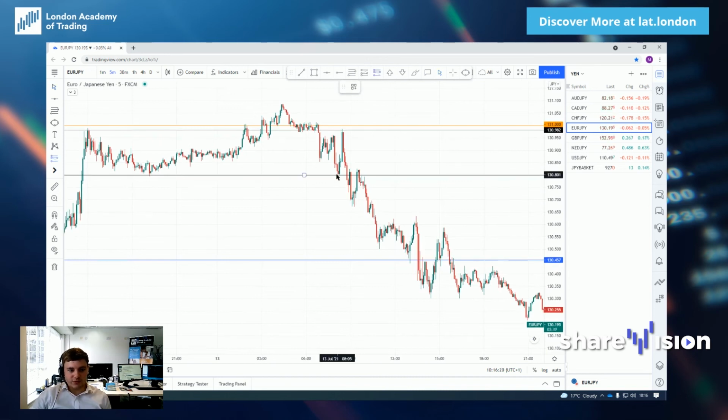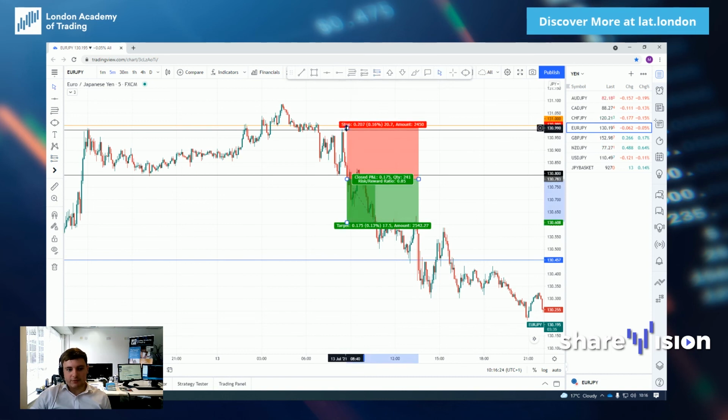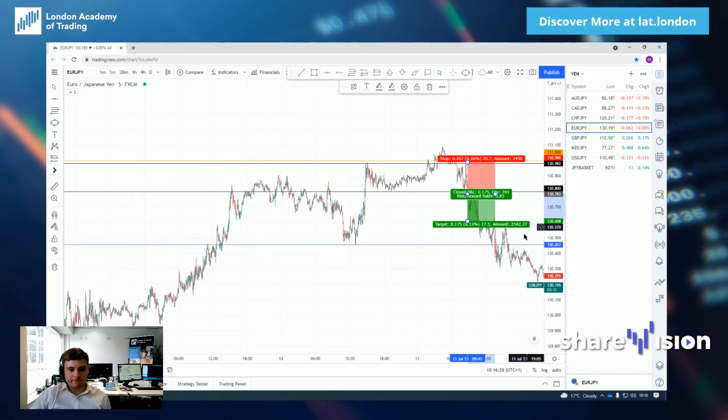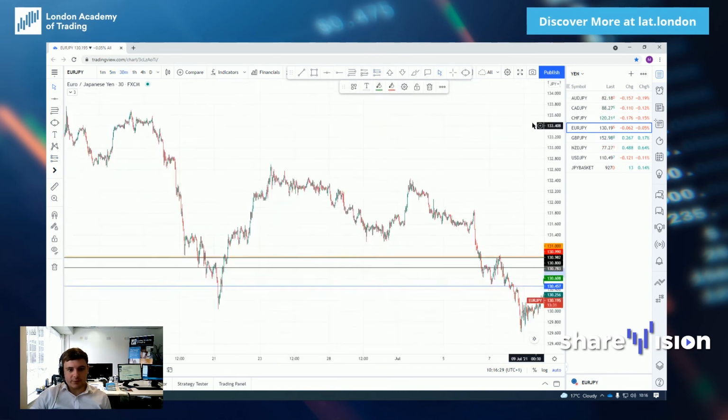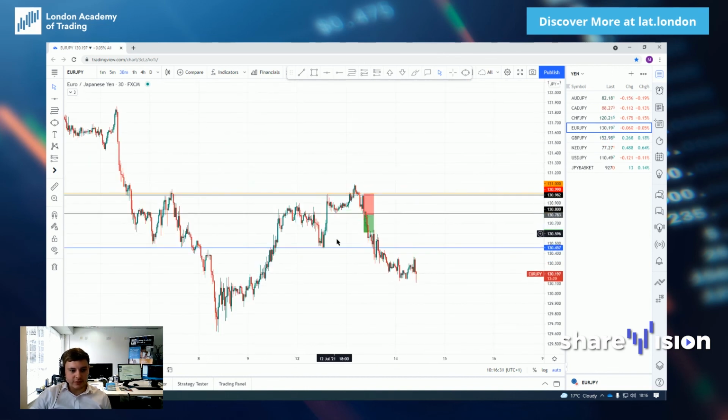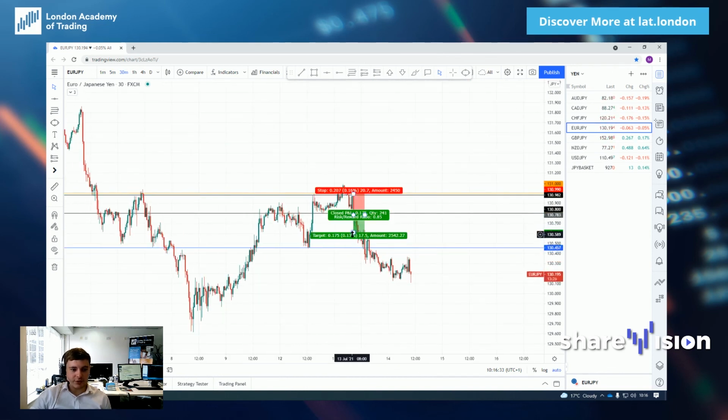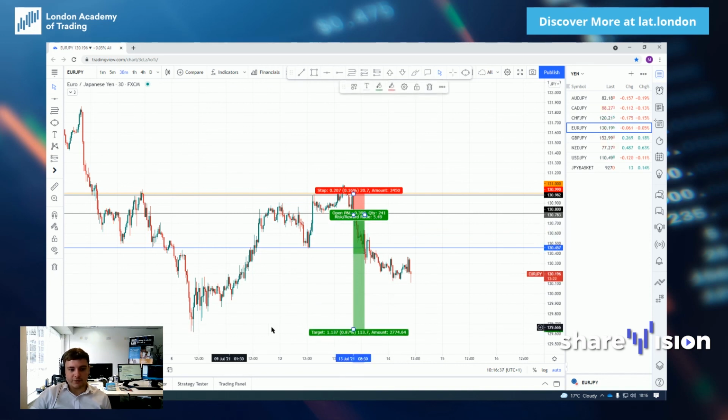The entry was through this level. After here, this is where I got entered. We just stop above there. Target was down towards the low. If we're hoping that this downtrend on the daily time frame will continue, there is no reason why this shouldn't at least reach down there for a nice 5.5 to 1.